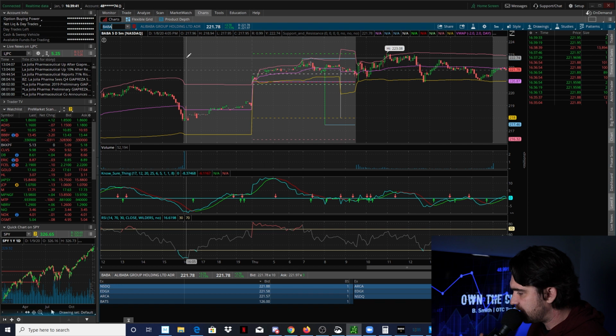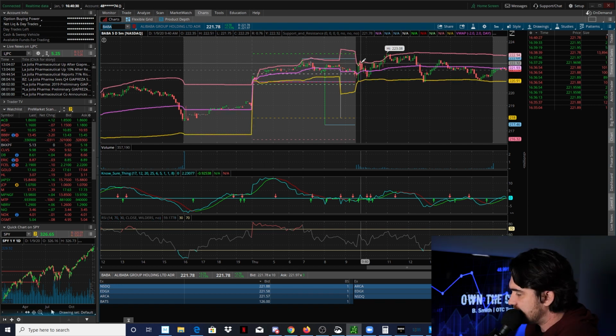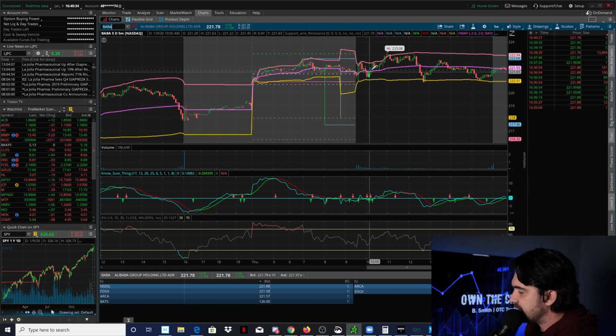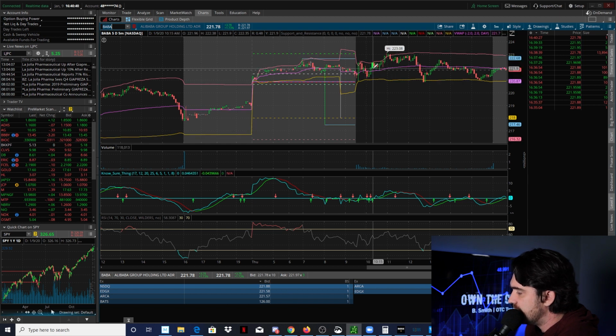Okay, so here is the third example that I'm going to use. I'm going to use Baba, or Alibaba stock. And this is another great example of how you could have used VWAP to your advantage. As it pops up over VWAP, you can see from about 221 all the way up to 223 that this would have made a nice bullish move, getting above that resistance and continuing there.